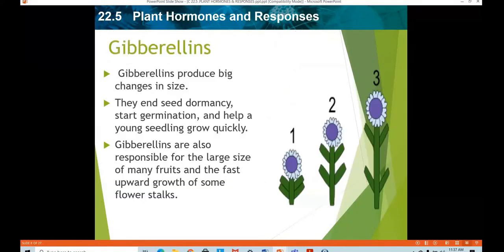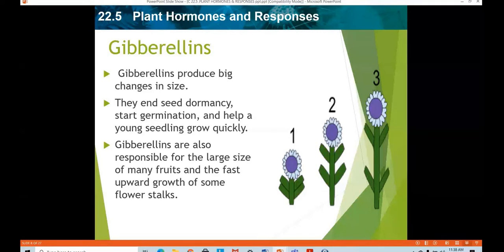So let's talk about the first type of hormones, which are gibberellins. Okay, so gibberellins, what do they do? They produce big changes in size. They end seed dormancy, they start germination, they help a young seedling to grow quickly. Okay, so they end seed dormancy, meaning they help the seedling to grow from the seed. That means the seed dormancy has ended and the seed has started germinating. And for this to take place, the gibberellins help the seedling to grow.